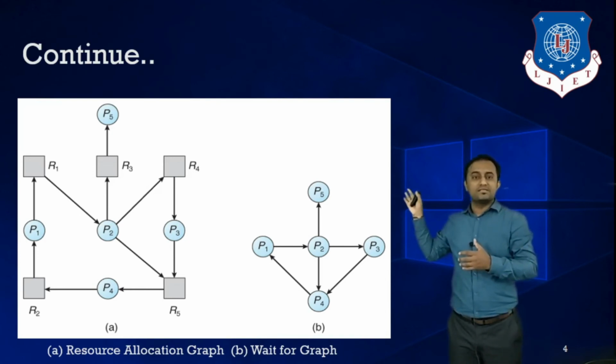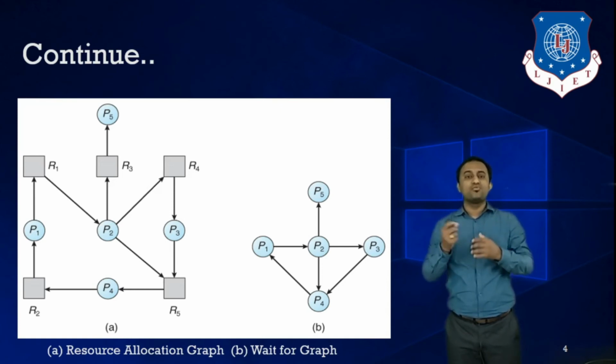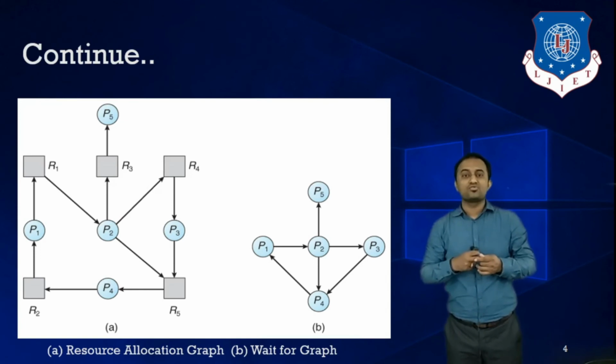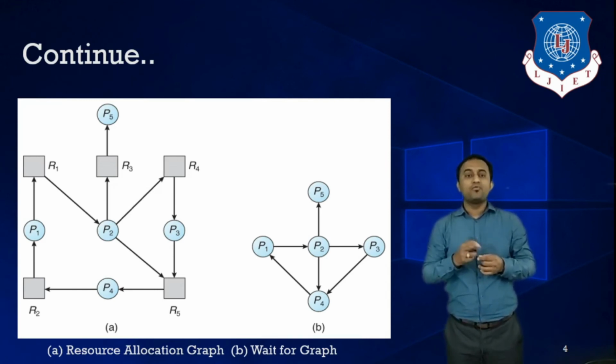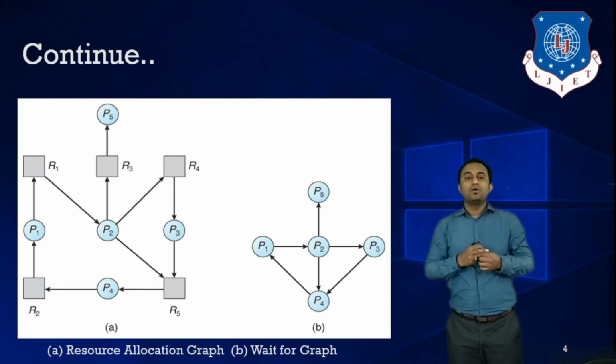Let us discuss whether any cycle or closed loop is formed in the resource allocation graph. We can start our journey from process P1: P1 to R1. R1 is already acquired by P2. P2 requests resource R4, which goes to P3. P3 to R5, R5 to P4, P4 to R2, and R2 again goes to P1. So it means there is one cycle.